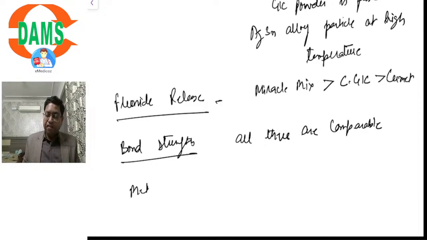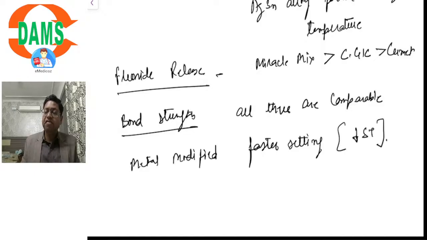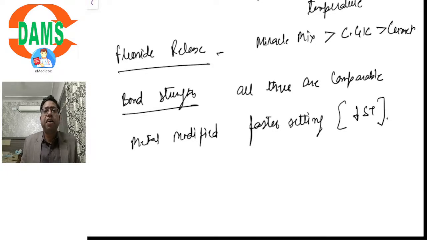Metal modified GIC, whether it is miracle mix or CERMET, is faster setting. The setting time is decreased for metal modified GICs, both miracle mix and CERMET. It is important to understand that the setting time is decreased. So they are faster setting.